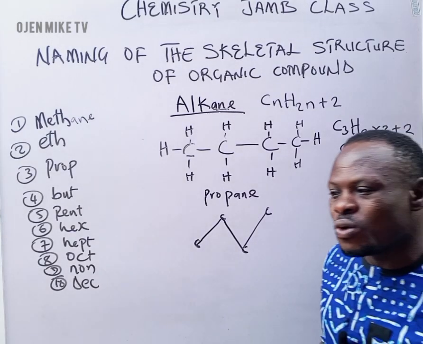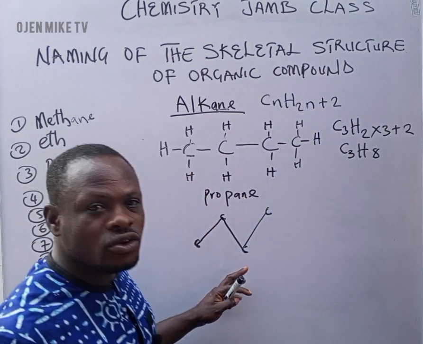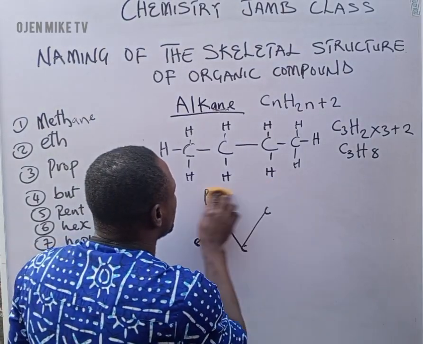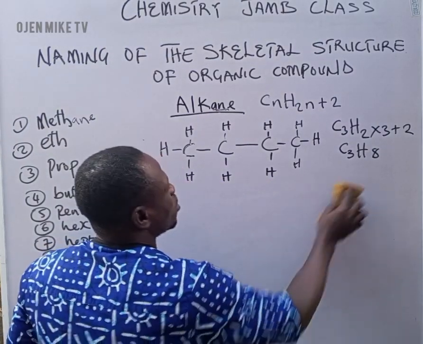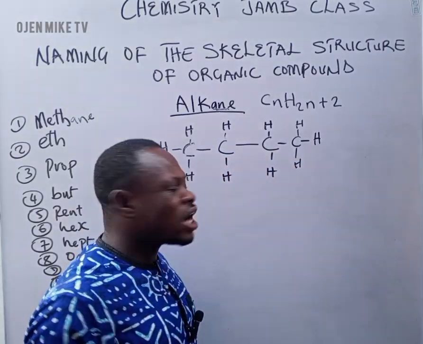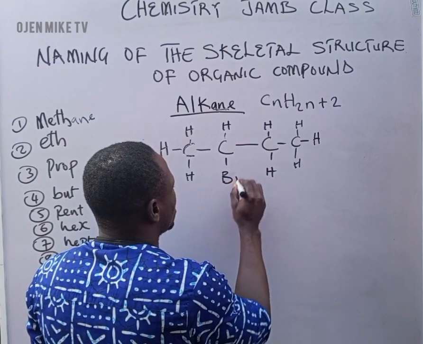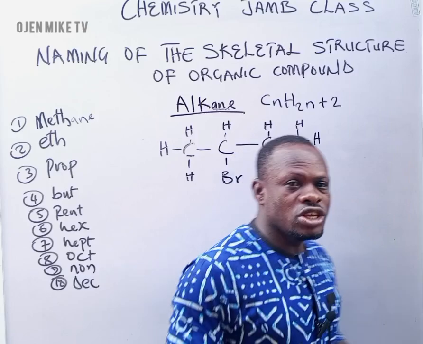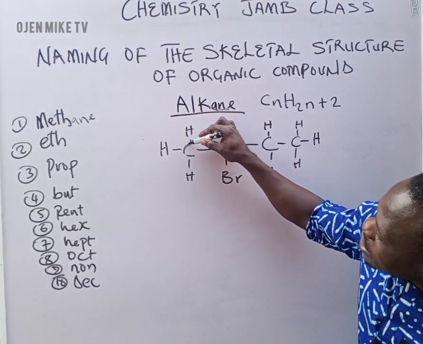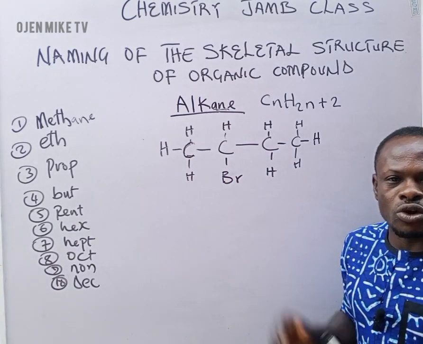Now let's go to the one that has a child. If this compound, I hope you are following. If you don't get it, you just leave a comment in the comment section. If this compound, for instance, has a child, and the child name is Br. Br is the symbol of bromine. This chain has a child, and the child name is what? Bromine. How do you name this compound?